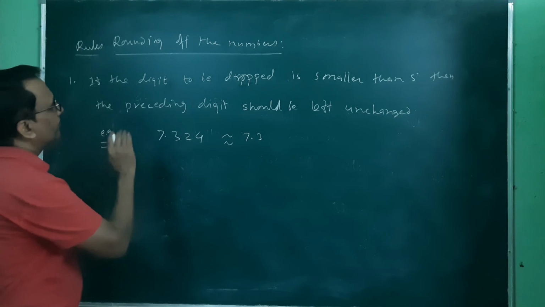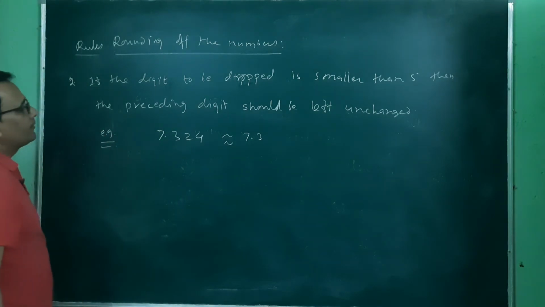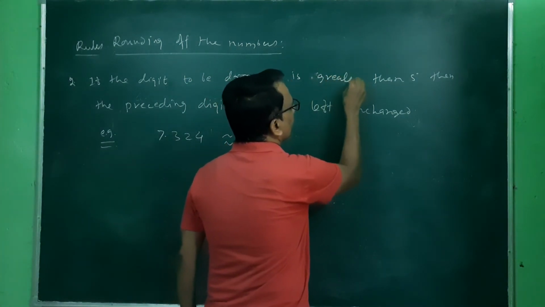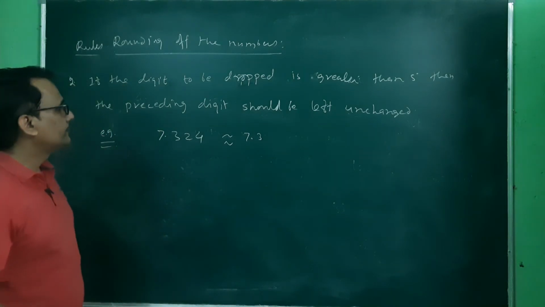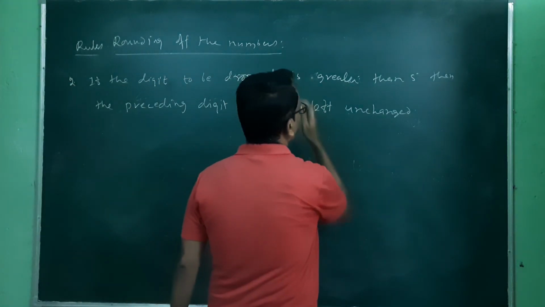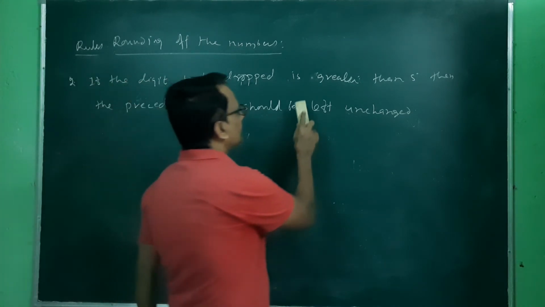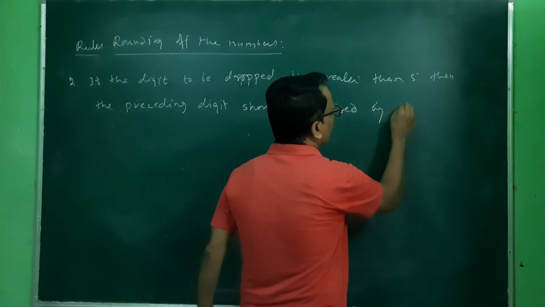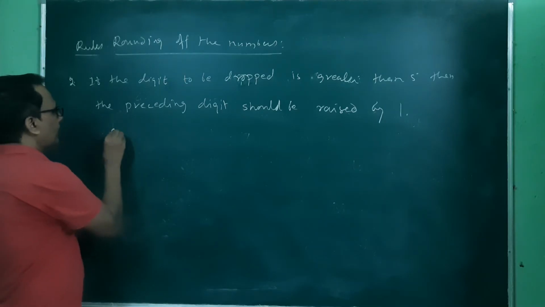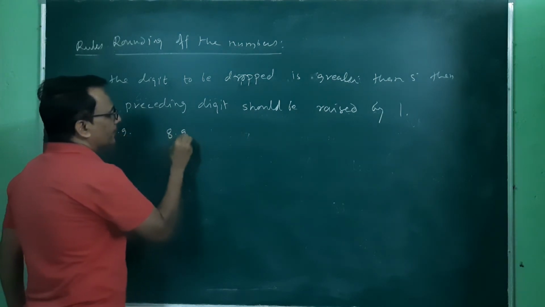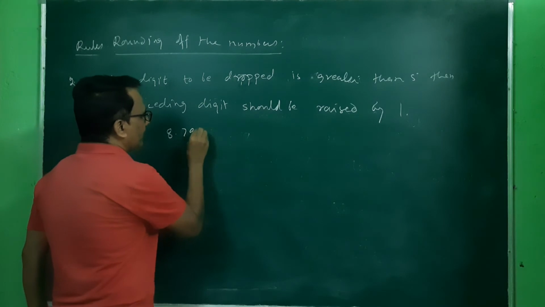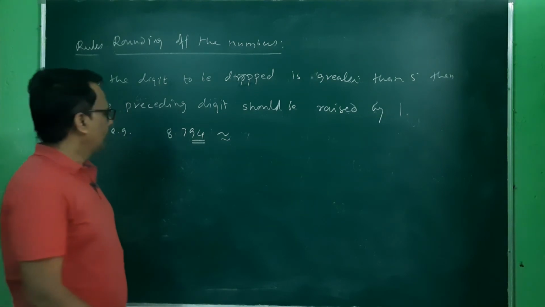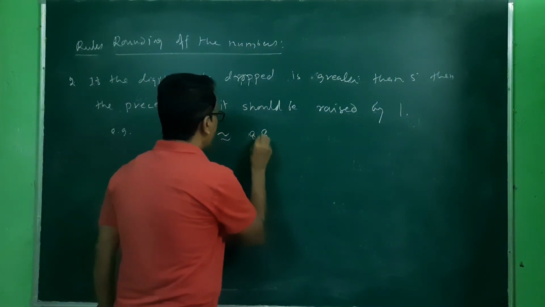Now rule number 2: if the digit to be dropped is greater than 5, the preceding digit should be raised by 1. For example, 8.794: this is more than 5, so it will be written as 8.8. It is raised by 1.